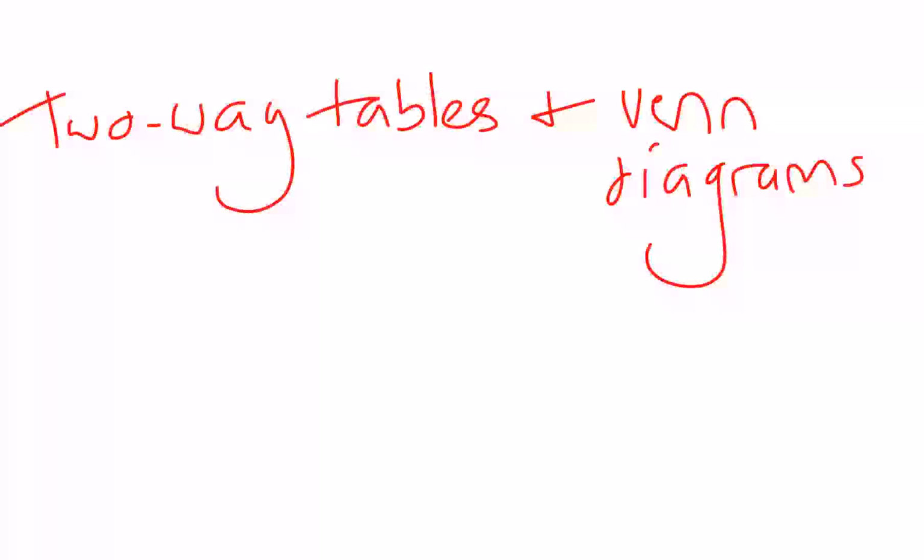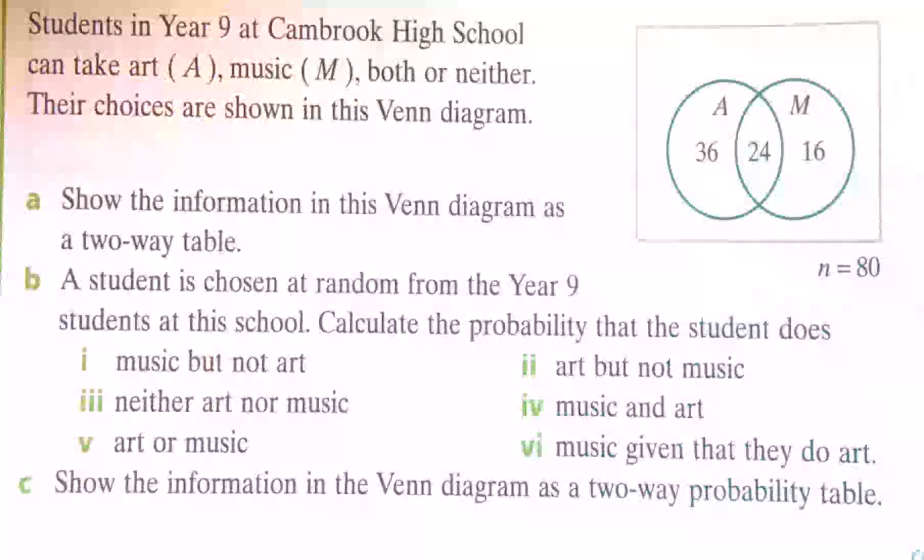Australian mathematics curriculum, two-way tables and Venn diagrams for probability. In this one, we're going to take an example question. We've been given a Venn diagram here, showing that students can take art, which is set A, or music, set M, or they can take both, or it's possible that they could take neither. We're shown that we have 80 students in this Venn diagram.